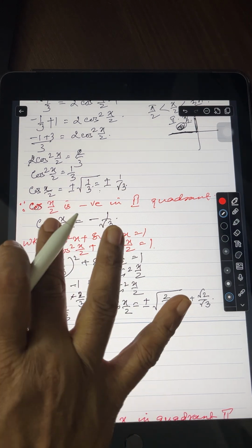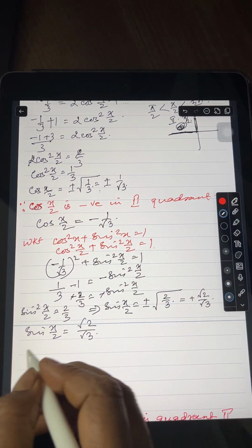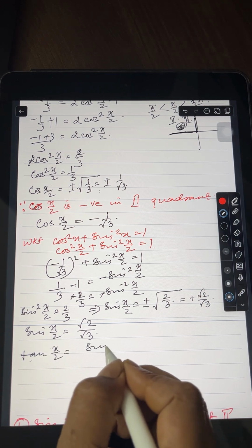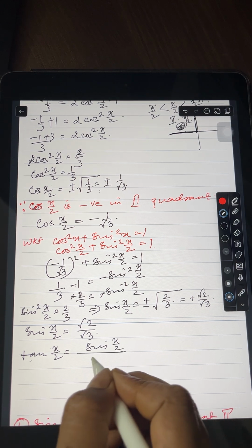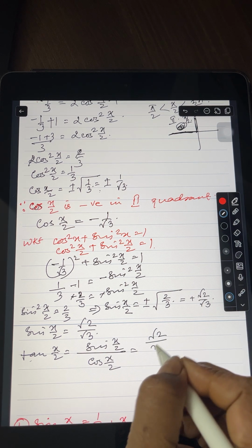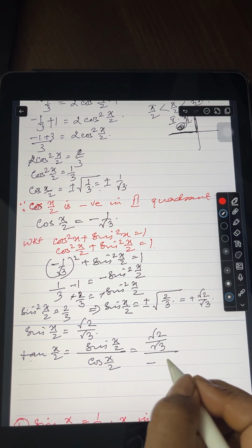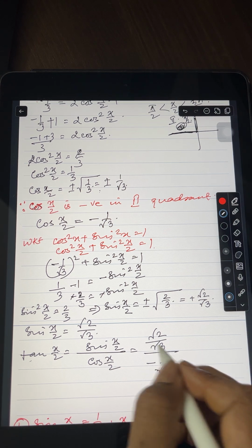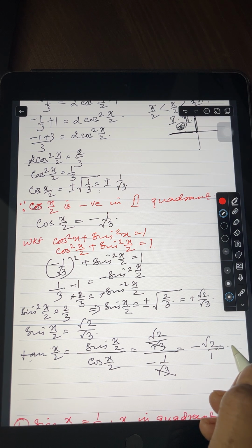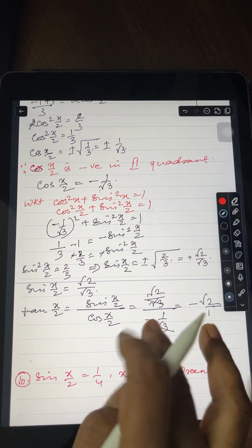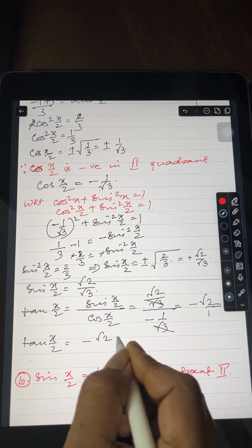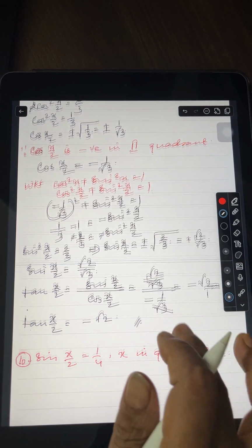Now you have sine, you have cos. So what you can do is you can find out tan. Tan x by 2 is sin x by 2 by cos x by 2. Sin x by 2 is root 2 by root 3 and cos x by 2 is minus 1 by root 3. Cancel both of these, you get minus root 2 by 1, which is nothing but minus root 2. So tan x by 2 is minus root 2. Okay, this is your answer.